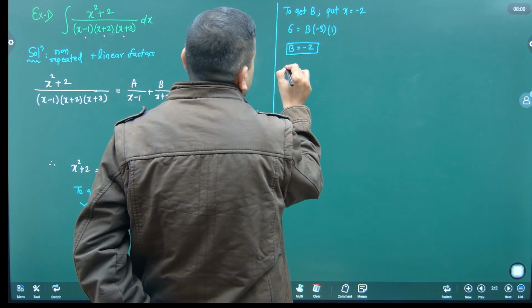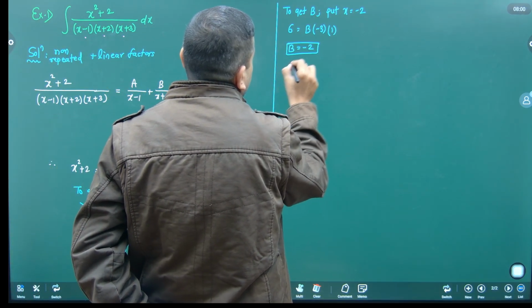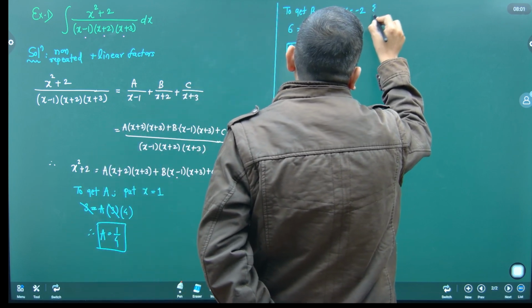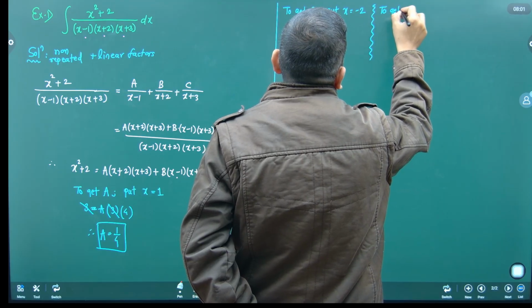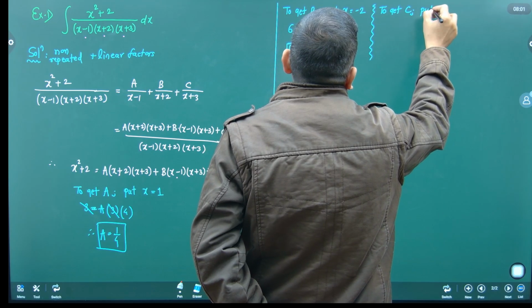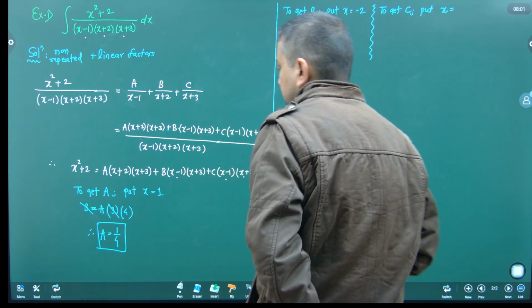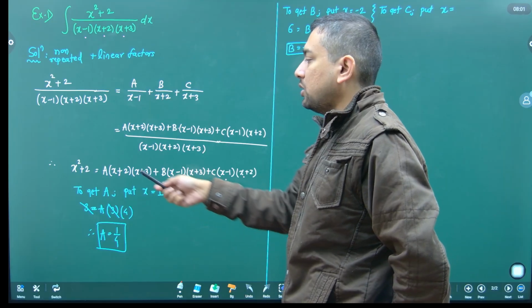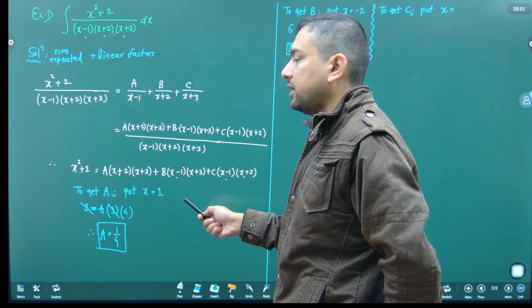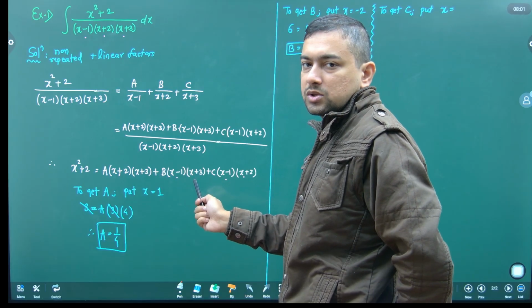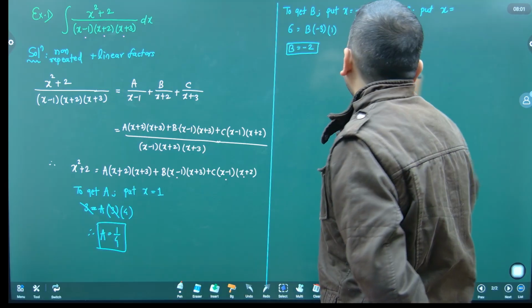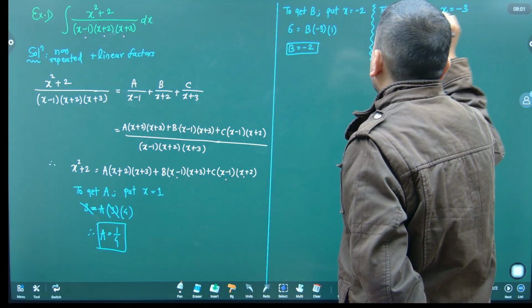Okay. Next, to get C, what do you have to put? Tell me. If you want to get the value of C, you have to make the A term 0 and the B term 0. What is common in this? x plus 3 is common. So what will you put? You will put x is equal to minus 3.